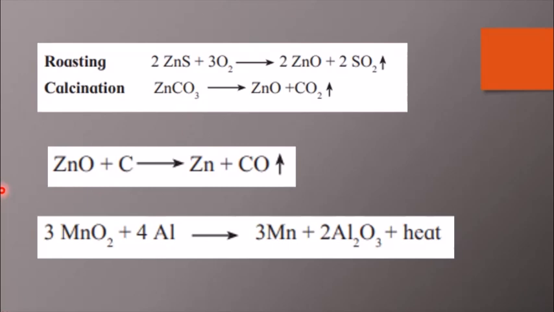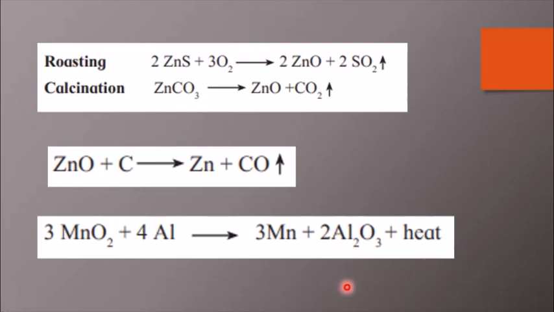Here we have manganese oxide. If you have to remove the manganese from it, what we do is we add aluminium to it. Now when you add the aluminium, the oxygen gets separated and added to the aluminium. So the Mn, that is manganese, is separated. Then we have the powder, that is aluminium oxide, and we get some amount of heat.